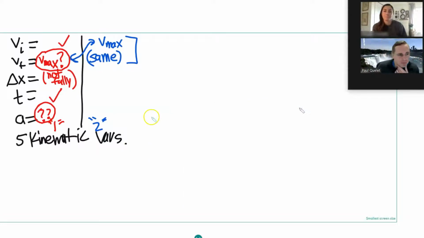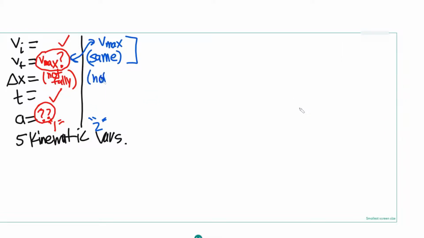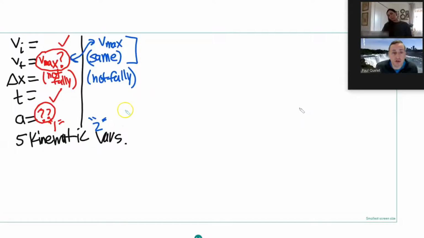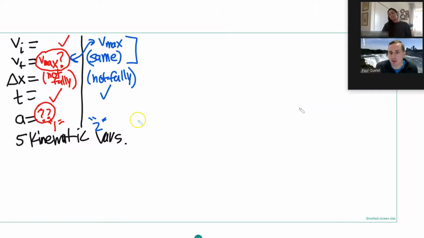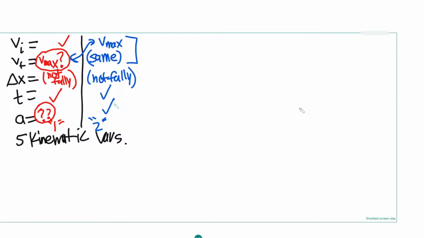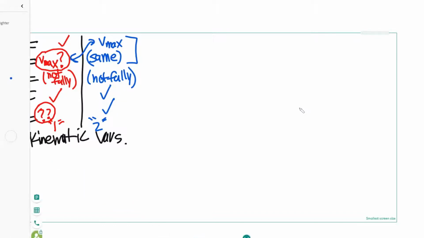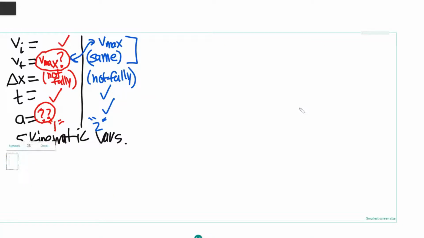They're the same. Do we know the delta x of segment 2? No, again, not fully, but we'll come back to that. Do we know the time of segment 2? Yeah, we do. Okay, so there we go. And then do we know the acceleration of segment 2? Yes, we do. And it's 0, right? Okay, so think about this. On each side, you have 2 knowns on each side.